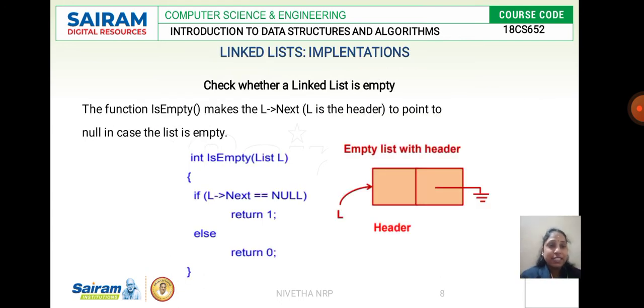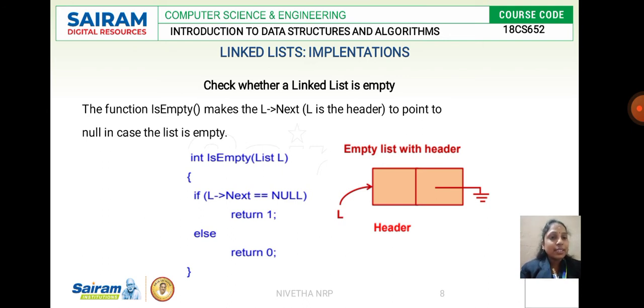First, we'll check whether the linked list is empty. As humans, we know that, but how do we make a machine understand that? The machine has to know whether the list is empty, whether the list has been created or not. To make a machine understand that, we give the code as int is empty list L. What is this? Int is the integer data type I am going to use, and is empty is the condition I am checking, whether it is empty or not.